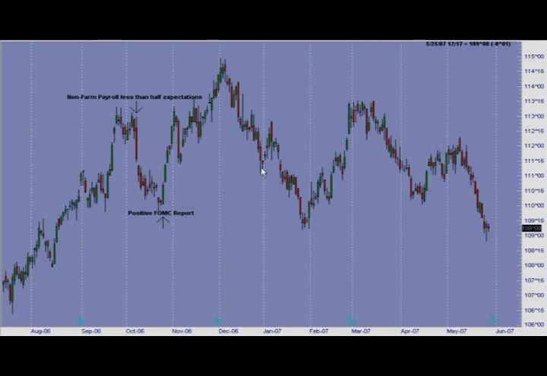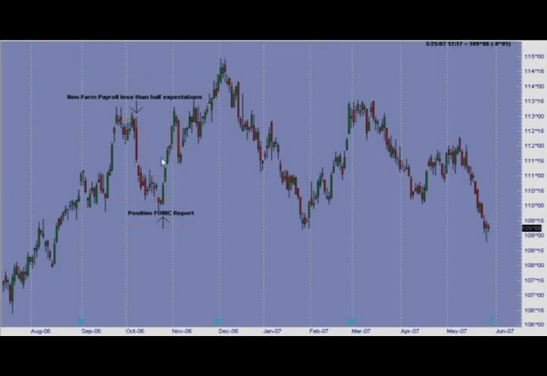Some examples of this can be seen in the 30-year T-bond as we see in the market here. Here we see a report that came out, non-farm payroll, that was in reality less than half the expectation of the market. The result was a dramatic drop in the price level, even gapping twice. Later there was a Federal Reserve report that came out that was very positive, and the result from there was that the market rose up very sharply.